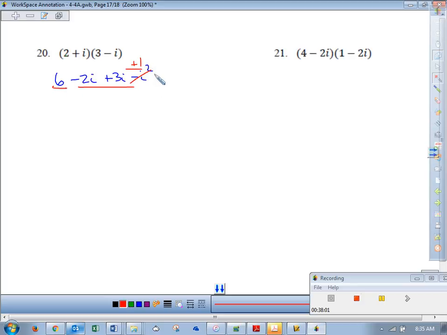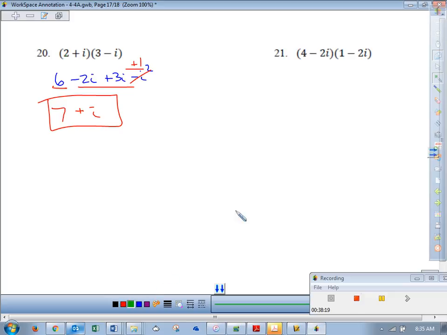So like terms, aren't these like terms now? How much is that? 7. Those are my real numbers, correct? Imaginary numbers, I have how many i's? Plus 1i. Sweet. 21. Are those conjugates of each other? Nope. So we FOIL them out.